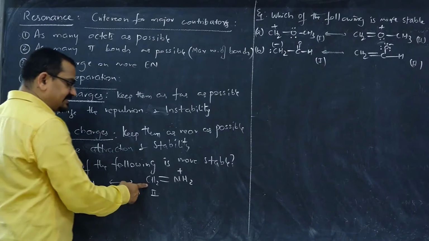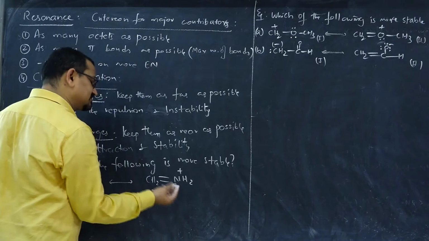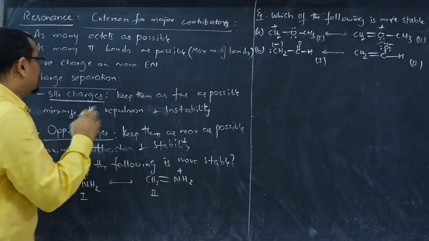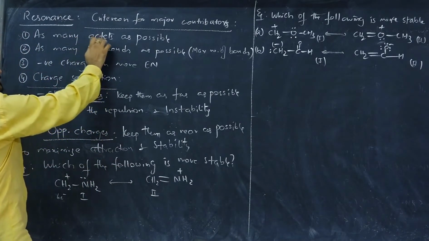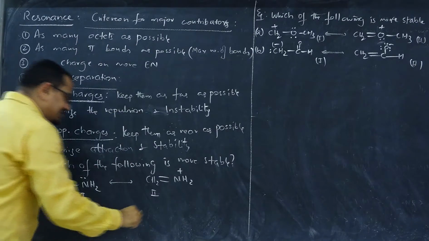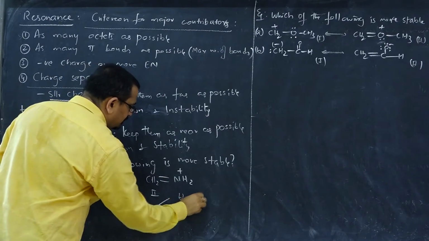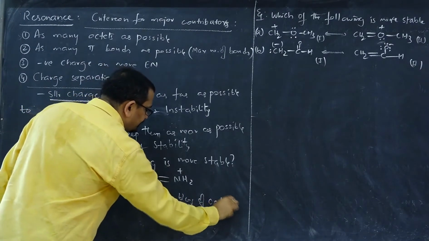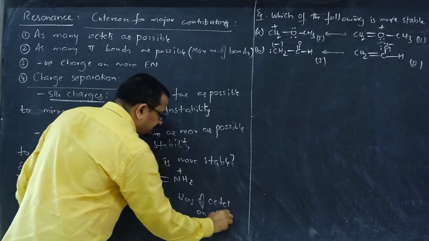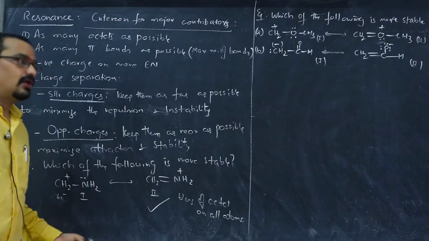Whereas here carbon is satisfied with octet. Nitrogen is also satisfied, 2 bonds plus 2 bonds, 8 electrons it has got. So because of this octet rule, from point 1 we can decide that 2 is more stable because of octet on all atoms.